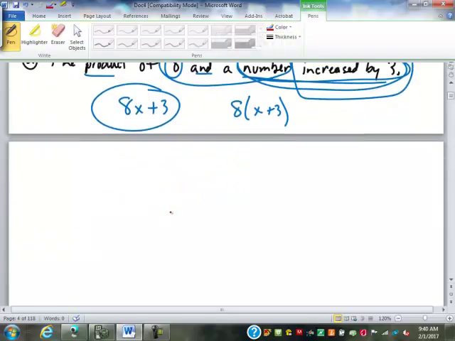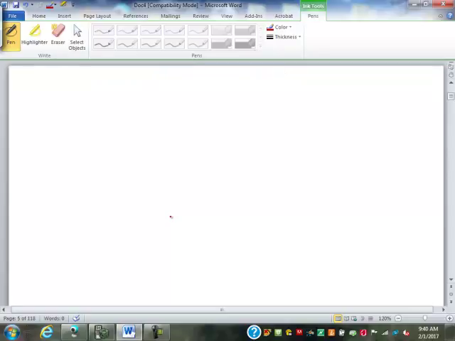Okay, so that's one of the big things we did last class, was deal with translating that English into symbols and numbers. And there's the next step that can come out of that. And that was things like this.